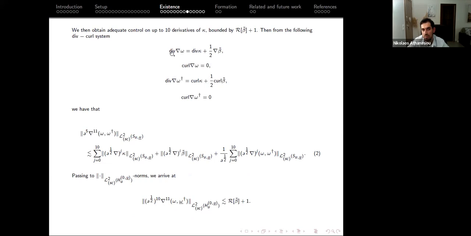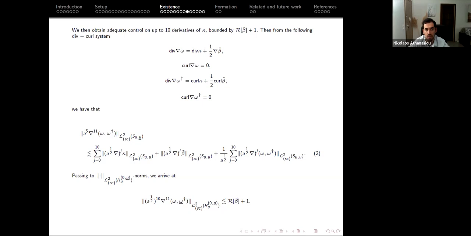Okay, so it tells us this div-curl system, going back to the lemma that we discussed, that if you want to bound 11 derivatives of omega, well, you can control this by one less derivative of kappa plus derivatives of beta plus some terms which are lower order. And passing this to the L2 norms on the sphere, we arrive at the result that we want. So these elliptic estimates for omega, for eta bar, they are heavily reliant on these div-curl systems. But this is sort of also well known in the literature.